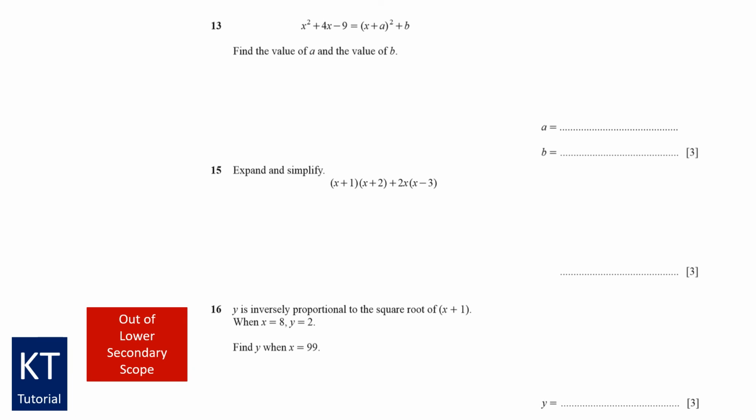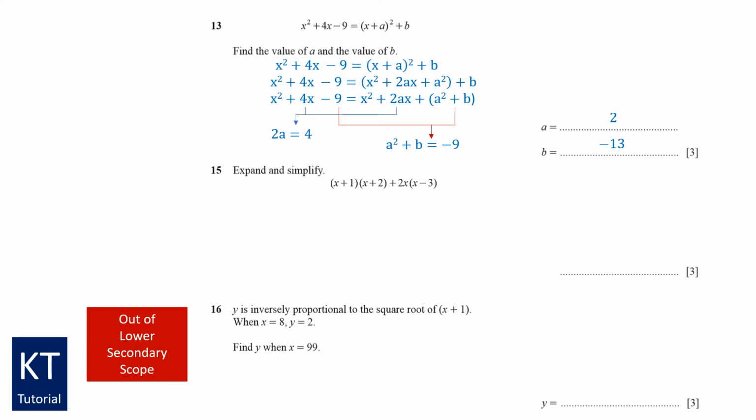Question 13. Find the value of A and the value of B for the given equation. For such a question, we'll start by expanding x plus A squared. Then we match up the integers that are assigned to each of the orders.